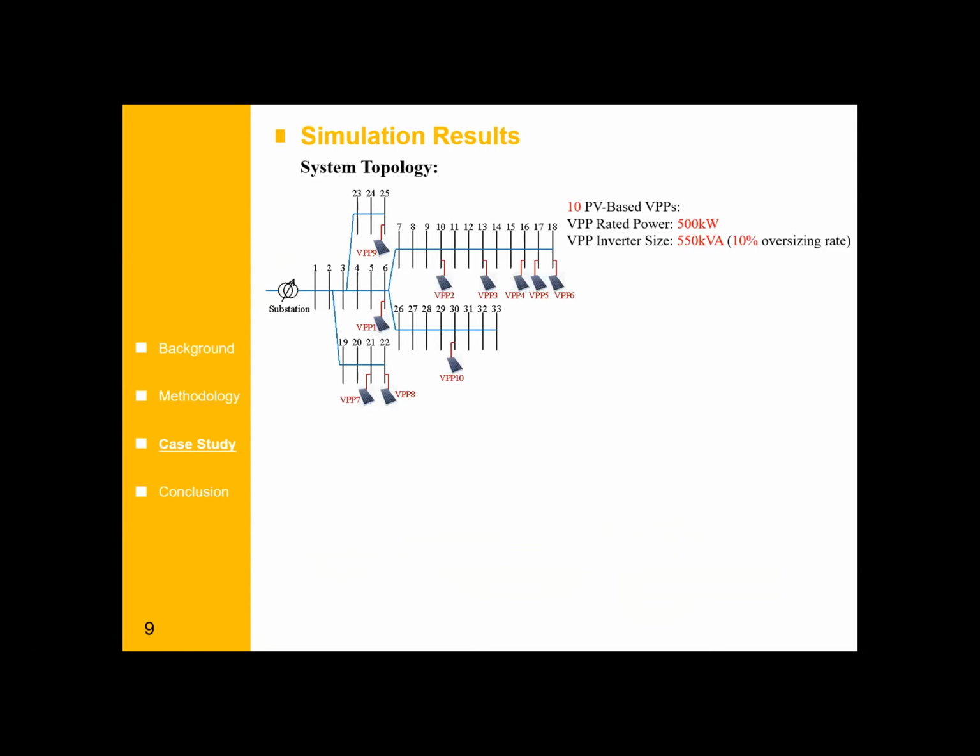So the simulation result. This picture is the system topology, and it is an IEEE 33-bus standard distribution network. There are 10 PV-based virtual power plants connected in the system, and each virtual power plant has a rated power of 500 kilowatts. Also, the inverter is oversized by 10% to 550 kilovolt-amperes to guarantee more available reactive power.